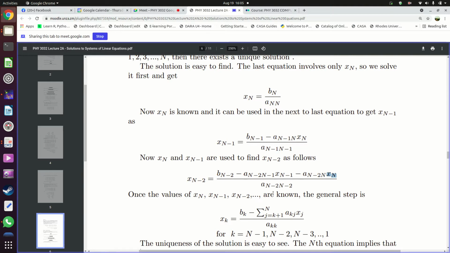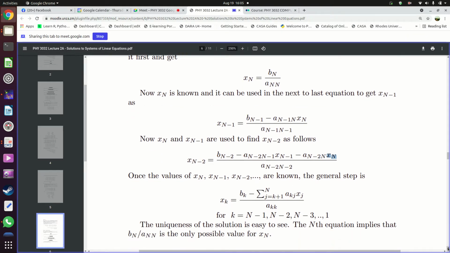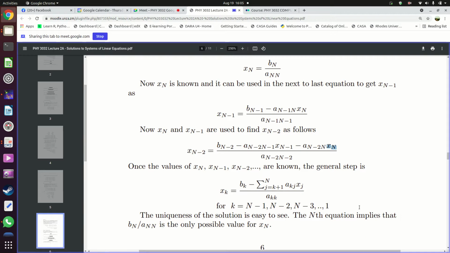So when you do this process, what we're trying to say here is you're going to have the following. After you've worked out the last one, x_n is equal to b_n over a_{nn}. The other things you're going to work out will start as follows. And I want people to follow this properly. They'll start as follows. You start with x_k.